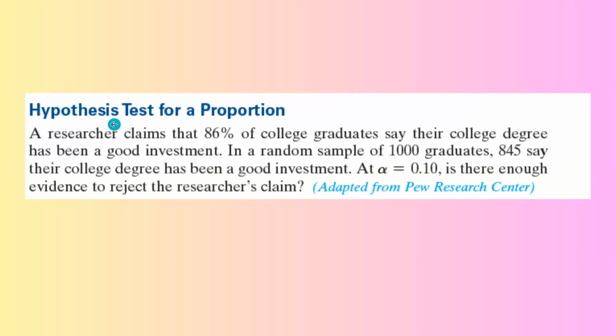Hypothesis test for population proportion. A researcher claims that 86% of college graduates say that their college degree has been a good investment. You have a random sample of 1,000 graduate students, 845 of them say yes, the college degree has been a good investment. And alpha equals 10%, do you reject or support the researcher's claim?